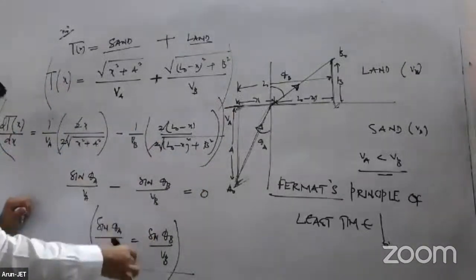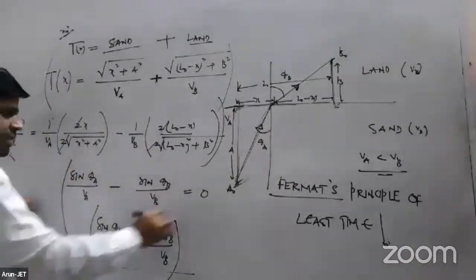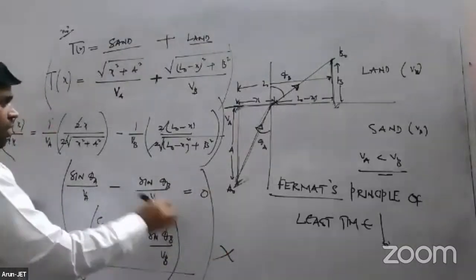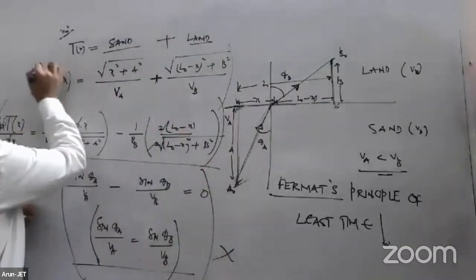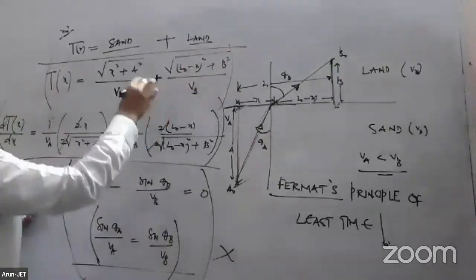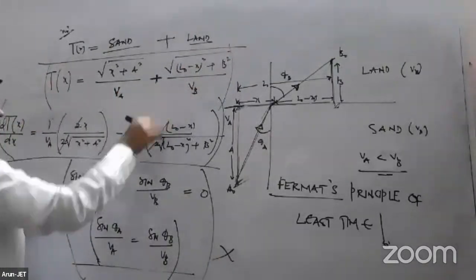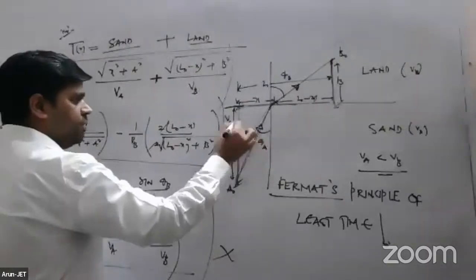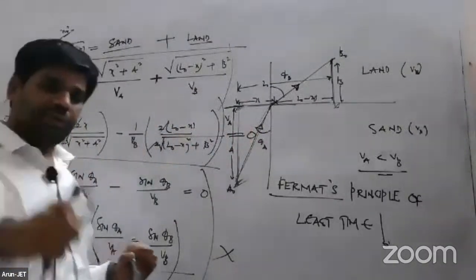Rest all is simple manipulation. Even is simple. So this doesn't matter. What matters is these two equations, the key equations of the problem. One is the function, then the derivative of the function, which I equate to 0. These two things are important in every problem.